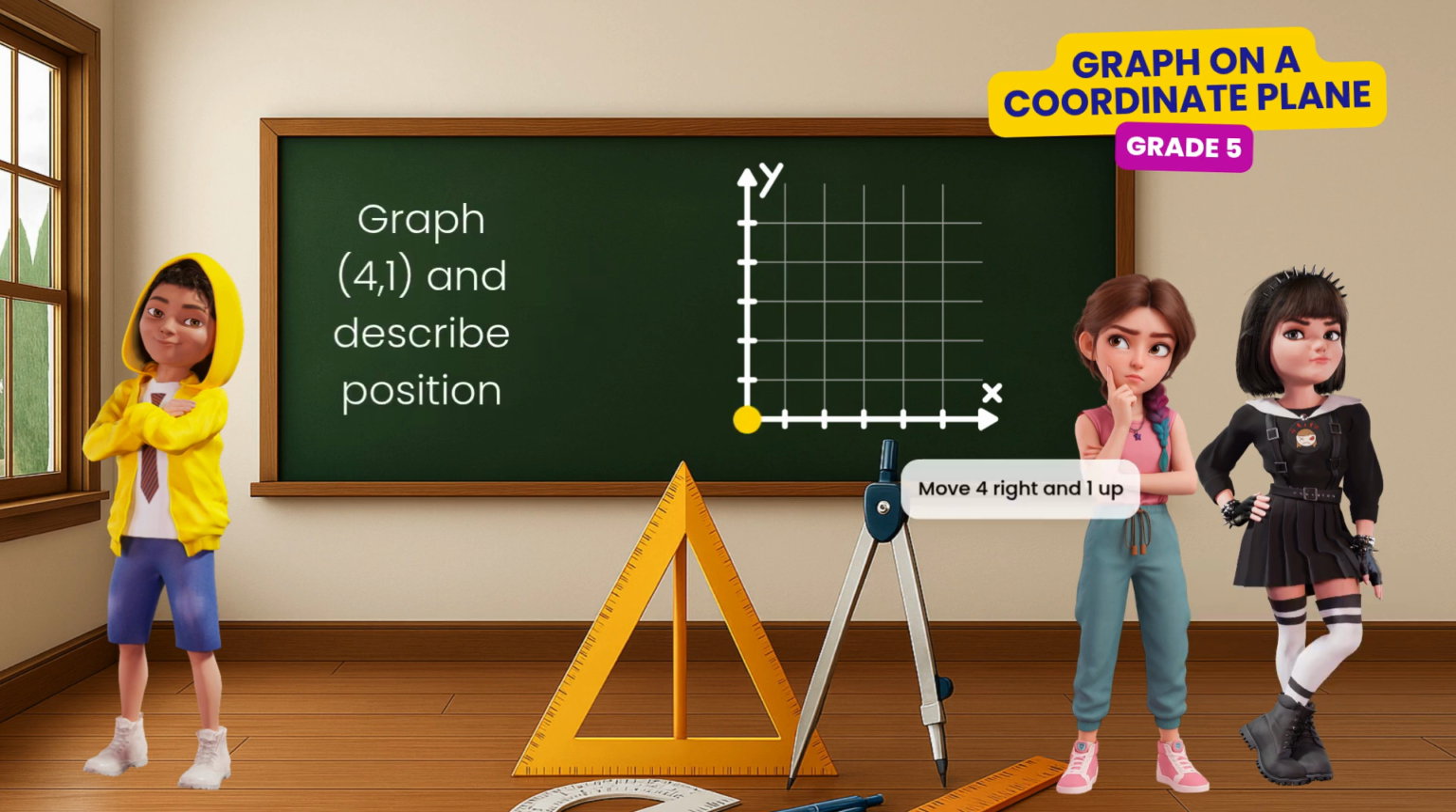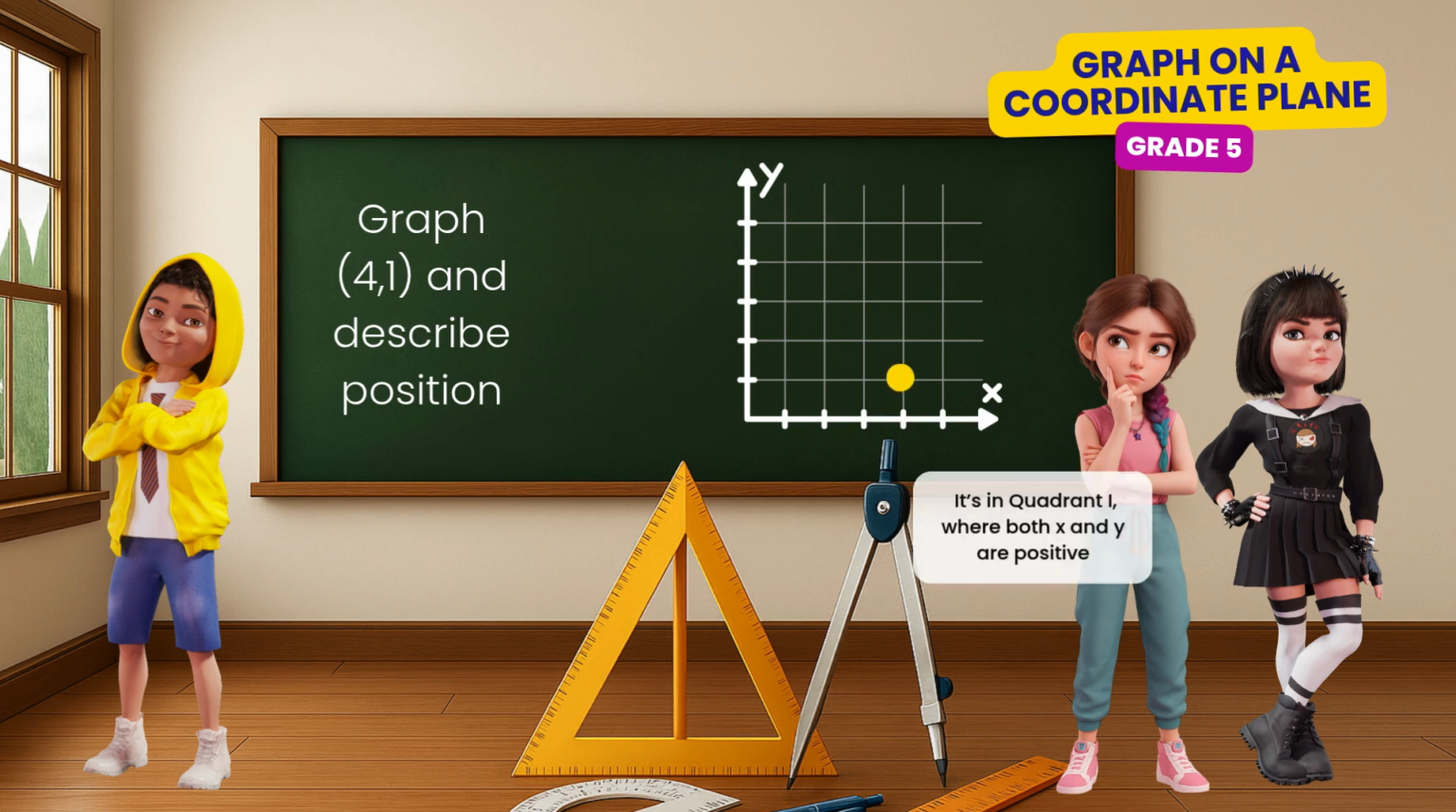Let's graph point (4, 1). Move 4 right and 1 up. It's in quadrant 1 where both x and y are positive.